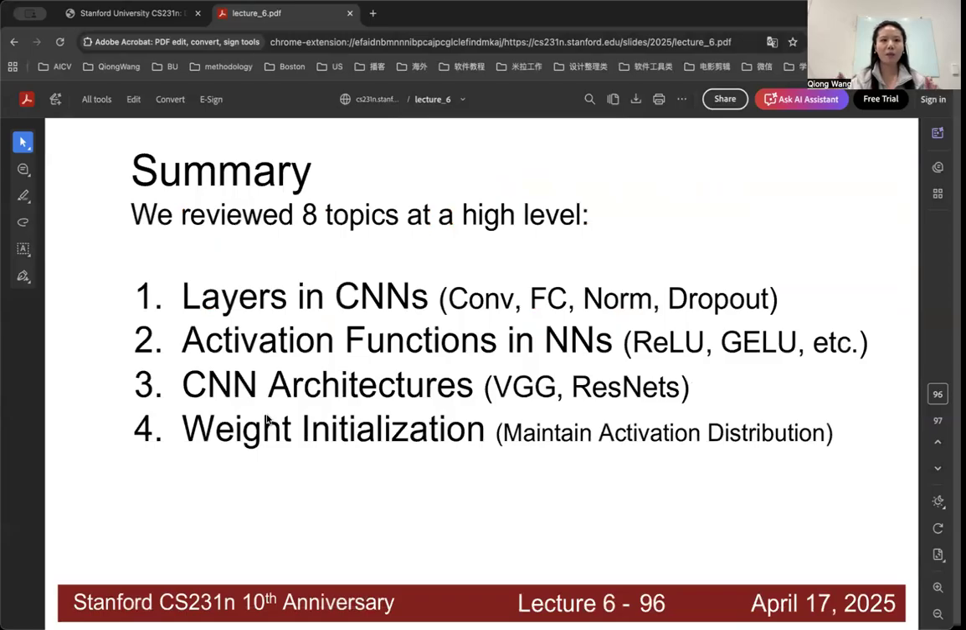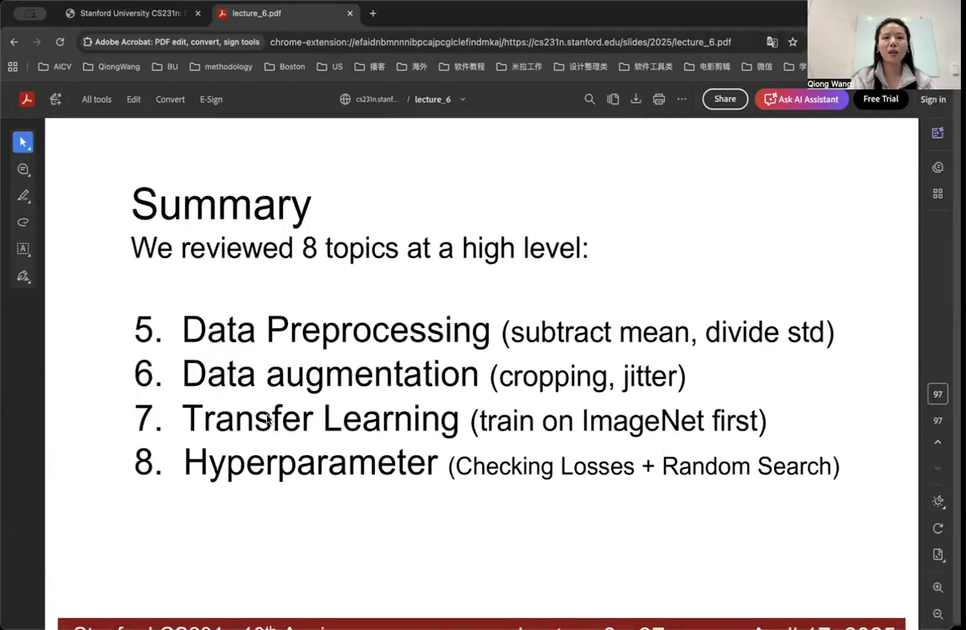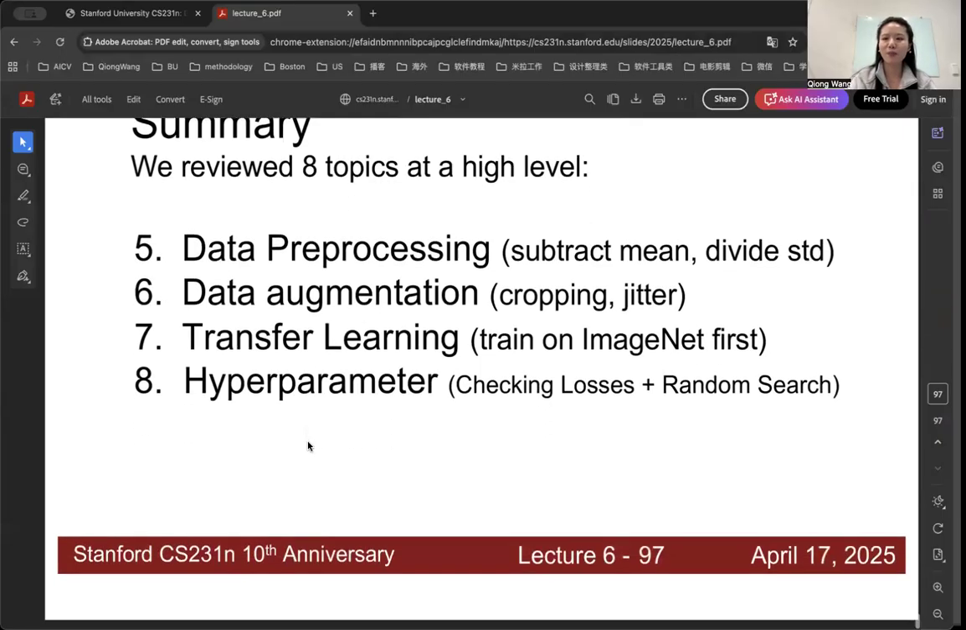Okay, this is a summary. We have two parts to learn from this lesson. One is layers in CNN, activation functions in NN, CNN architectures, and weight initialization. For the training part, we will learn data preprocessing, data augmentation, transfer learning, and hyperparameters.